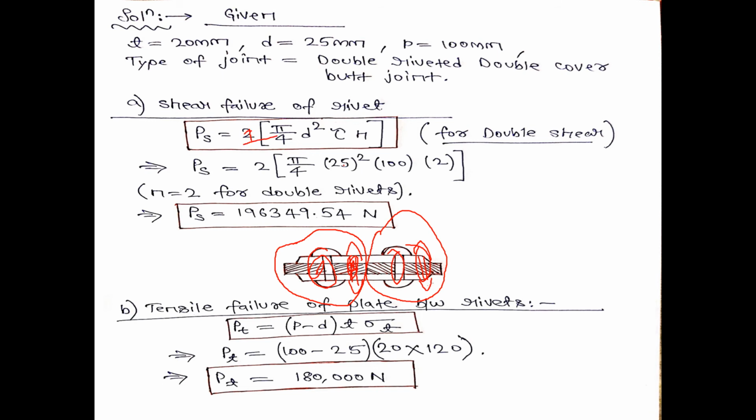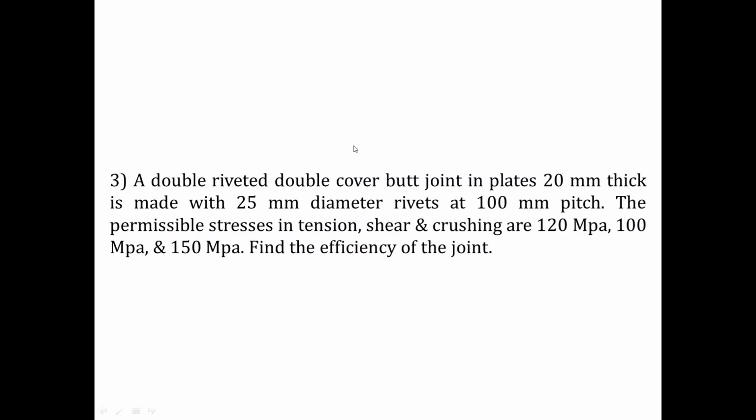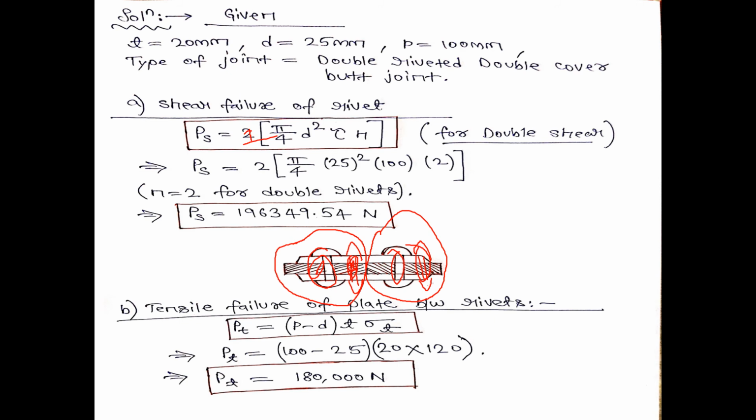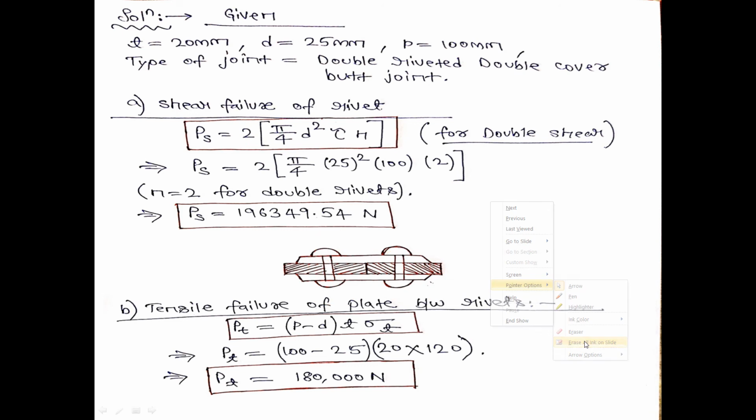And what is n? n is the number of rivets per pitch length. Since in the problem it is given as a double riveted double cover butt joint, the number of rivets, that is n, is 2. Remaining values are given to you. Just substitute those values and get the value of shear strength of the rivet, and that is nothing but 196349.54 Newton. Is it clear so far? Shear strength of the rivet. Any doubt so far?